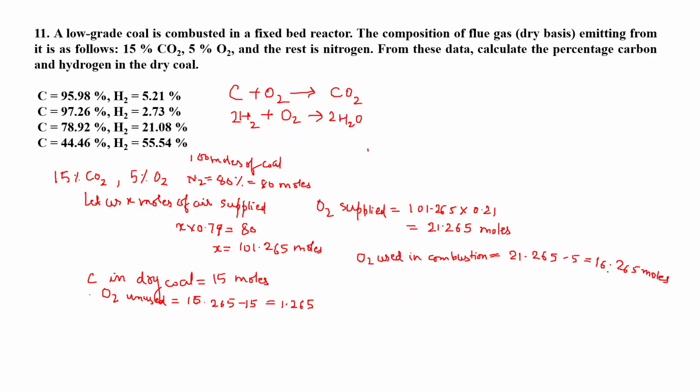As we know that the total oxygen moles consumed are 16.265, 15 moles are consumed in this reaction of oxygen. So the moles that are left for consumption in this reaction are these. So if 1.265 moles of oxygen are consumed in this reaction, how many moles of hydrogen are consumed? Basically it is twice of oxygen.